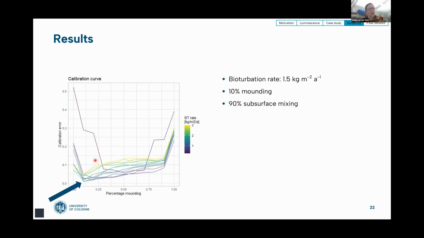So if you look at the lowest point here, you can see that the bioturbation rate could have been around 1.5 kilograms per square meter per year, with 10% mounding and 90% subsurface mixing. These rates are much more similar to the ones that we find in literature. So they are in the right order of magnitude, and also what we expect in terms of earthworm activity, and they show the same ratio between mounding and subsurface mixing as well.